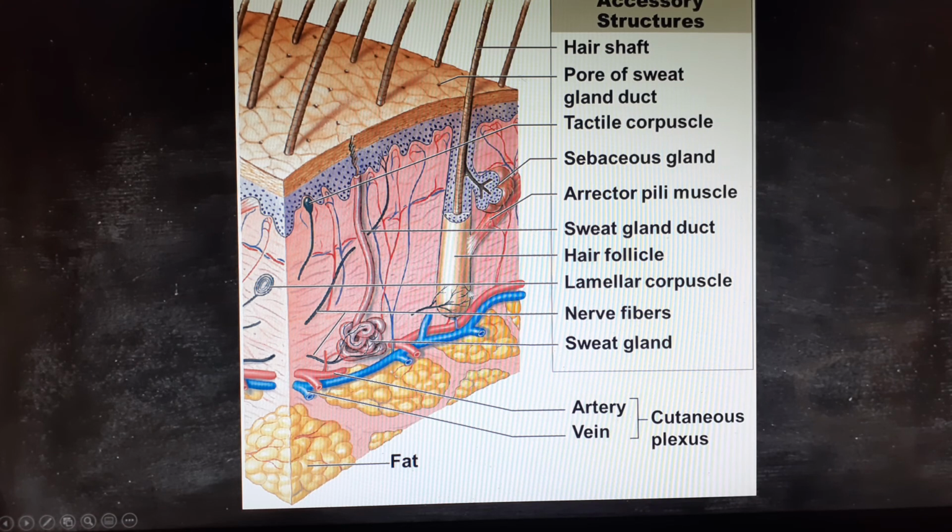The accessory structures would be the hair follicle and the hair shaft and things associated with the hair like the sebaceous gland and the arrector pili muscle and sweat glands. And then we'd also have nails.